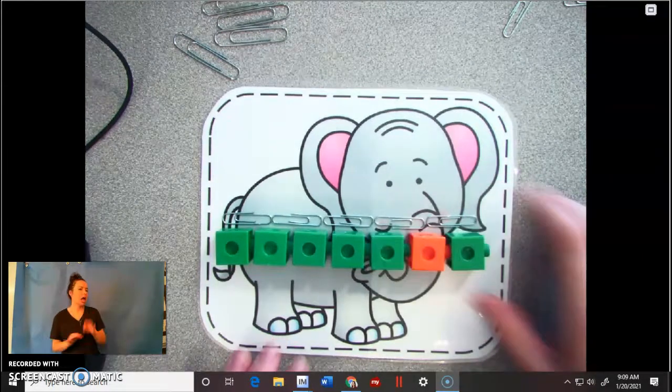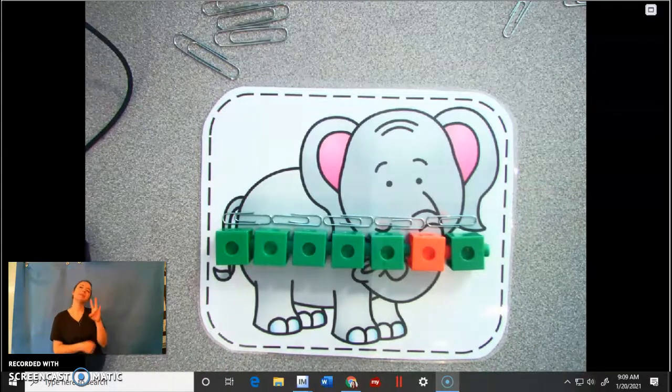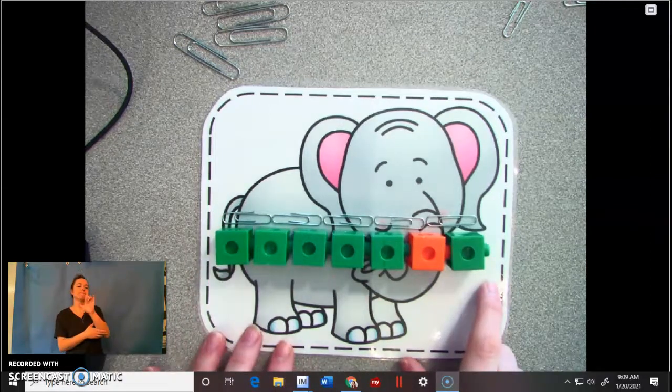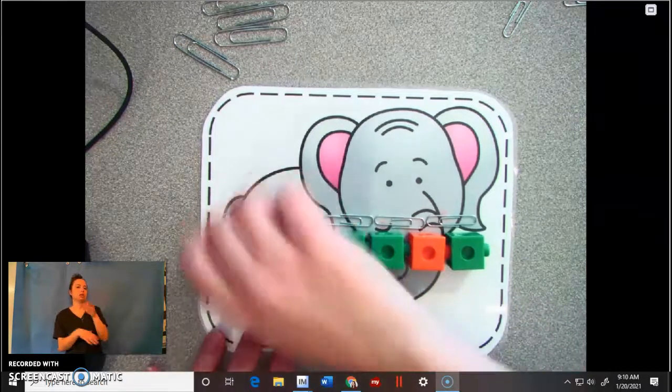It's important that I just don't say he's 7 long, because then I don't know what I used to measure. So I have to make sure I tell you how many, like the number, but also what I used. Okay?